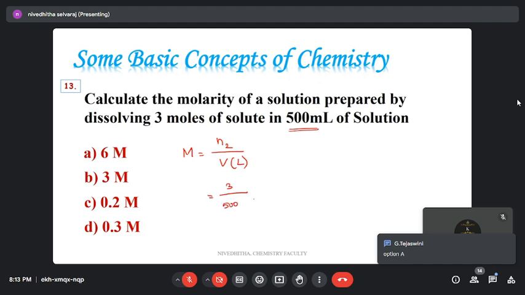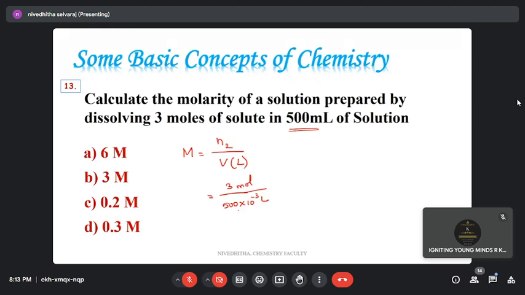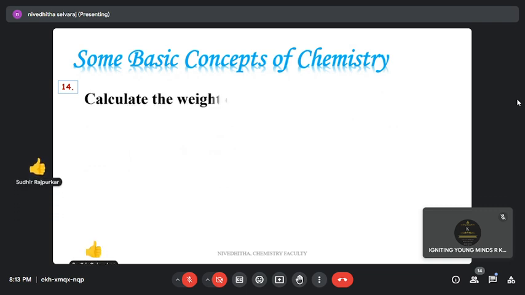So 500 ml can be written as 500 milliliter. Milli can be written as 10 power minus 3 liter. That's it. So by simplifying these, we'll get the value of molarity. So answer is option A. Is that clear? Okay, the answers were right. Yes. Right. Next, we'll move on to next question.